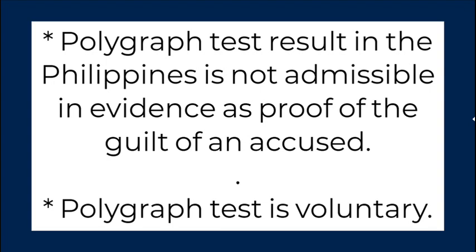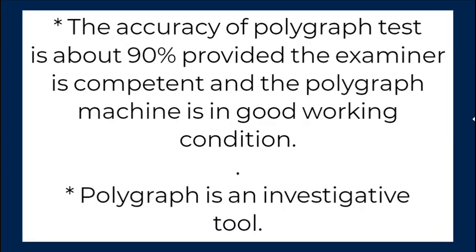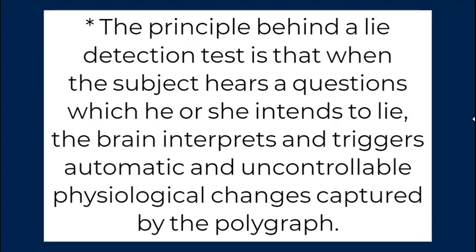Polygraph test is voluntary. The accuracy of polygraph test is about 90%, provided the examiner is competent and their polygraph machine is in good working condition. Polygraph is an investigative tool. The principle behind a lie detection test is that when the subject hears a question which he or she intends to lie, the brain interprets and triggers automatic and uncontrollable physiological changes captured by the polygraph.